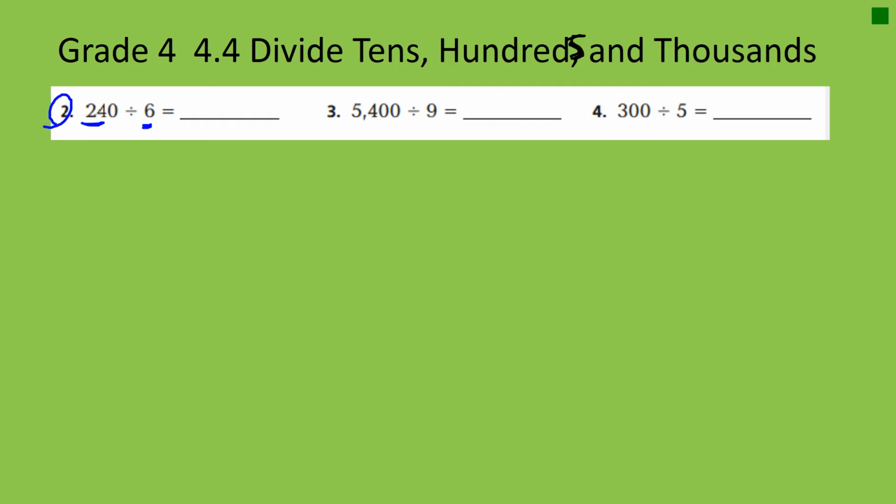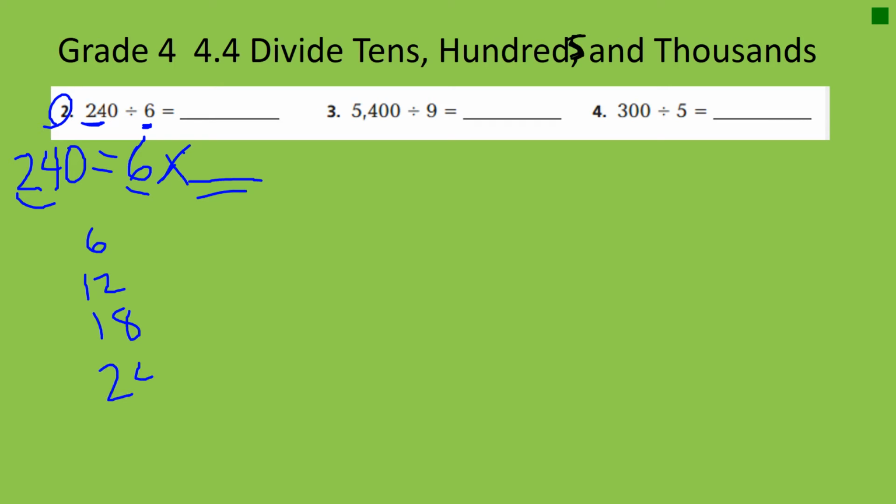Think about 24 divided by 6. Okay, let's see, how many sets of 6 are in 24? So look how I'm thinking about this. How many sets of 6 is 24? But it's really, of course, 240. But let's just think of how many sets of 6 are in 24. Well, let's see. 6, 12, 18, 24. 1, 2, 3, 4. Oh, 4. 4 sets of 6 are in 24.